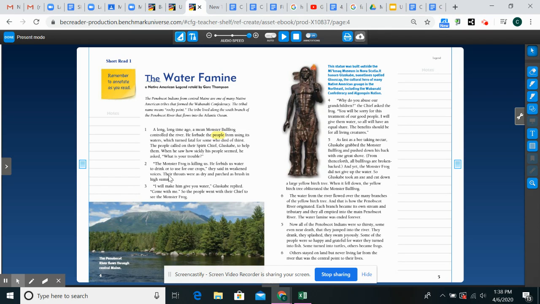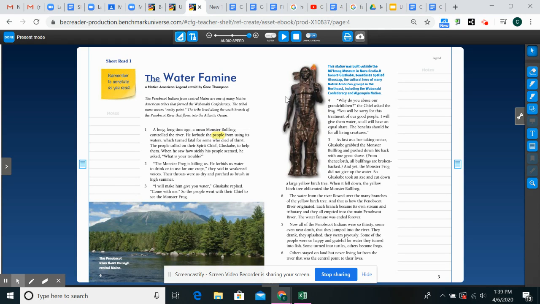So here we go. The water famine, a Native American legend retold by Gary Thomas. The Penobscot Indians from central Maine are one of many Native American tribes that formed the Wabanaki Confederacy. The tribal name means Rocky Point. The tribe lived along the south branch of the Penobscot River that flows into the Atlantic Ocean.